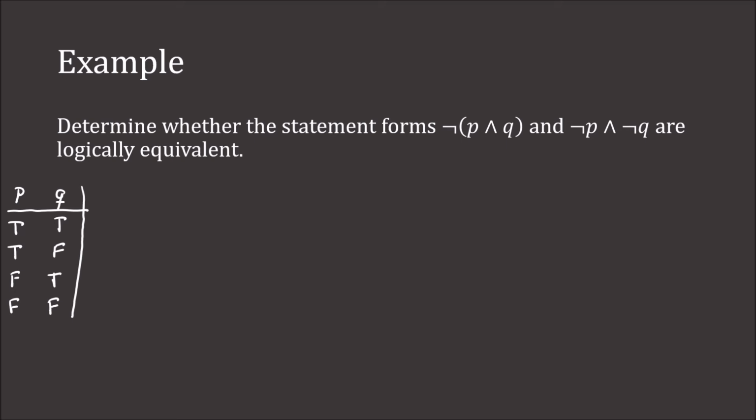So let's look at the column for not P. Negation simply switches the truth value, so it becomes false, false, true, true. Let's do a column for not Q. Again, this switches the truth value, so we get false, true, false, true.